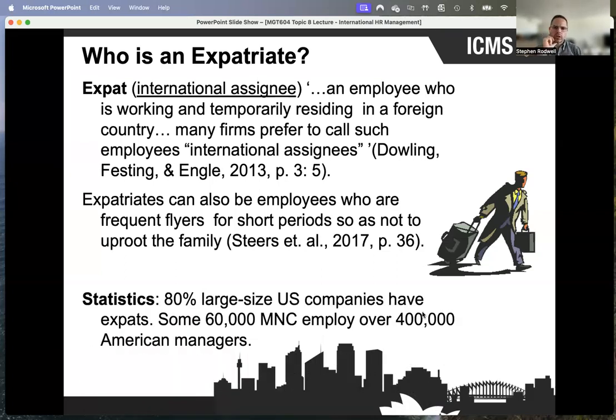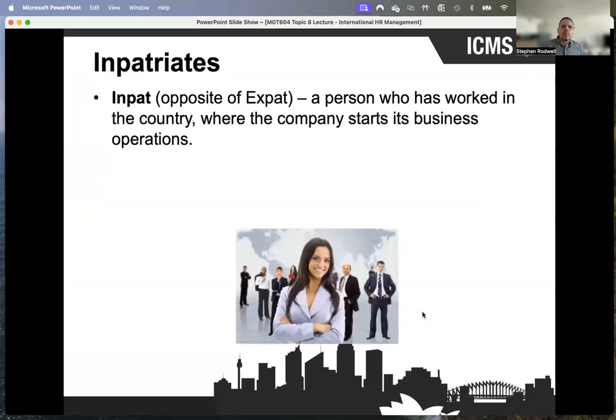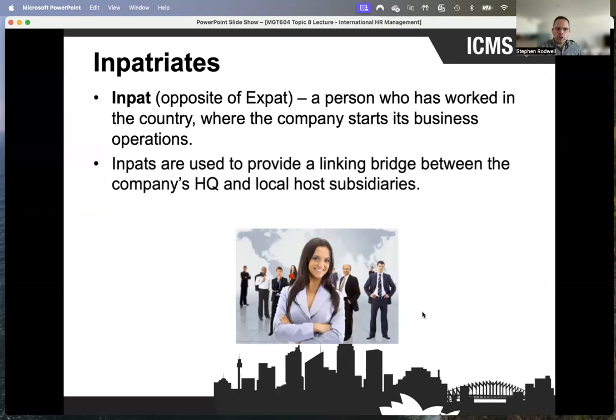80% of large-size US companies have expatriates. Some 60,000 multinational corporations employ over 400,000 American managers around the world. An impatriate is the opposite of an expatriate. It's a person who has worked in the country where the company starts its business operations. Impats are used to provide a linking bridge between the company's HQ and local host subsidiary companies.